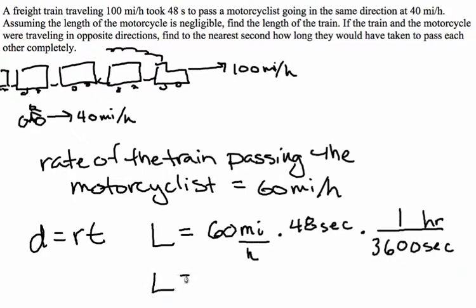So the length of our train is going to come out to be in miles because hours are going to cancel here, seconds are going to cancel here. 60 times 48 and then divided by 3,600 comes out to 0.8 miles, 8/10 of a mile. That is the length of the train.